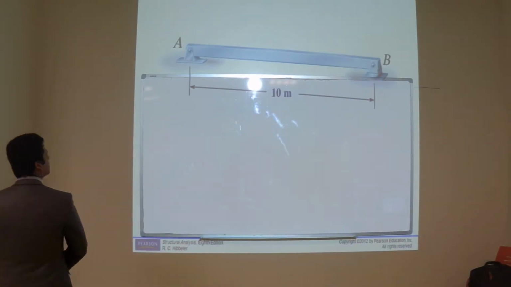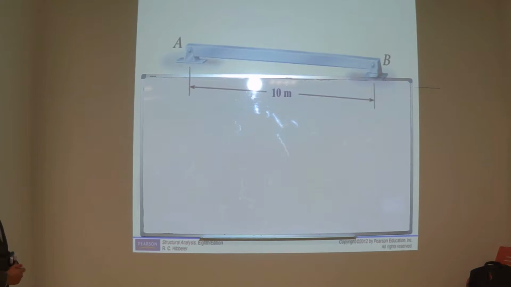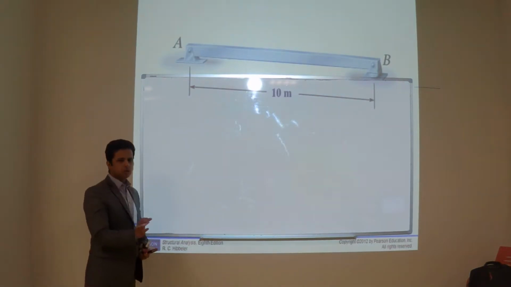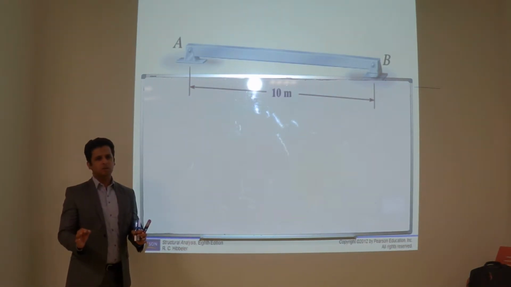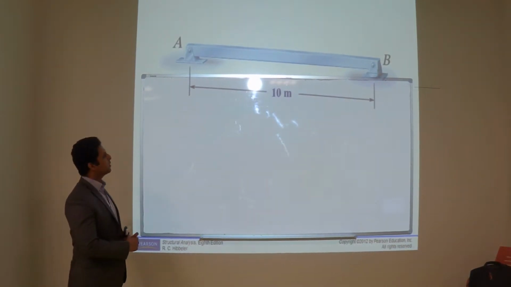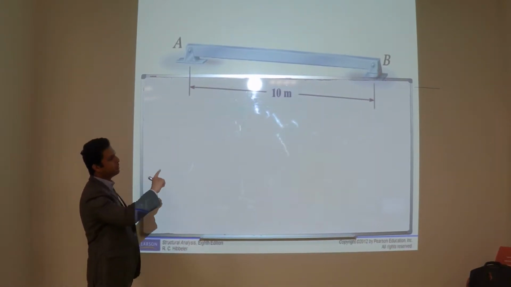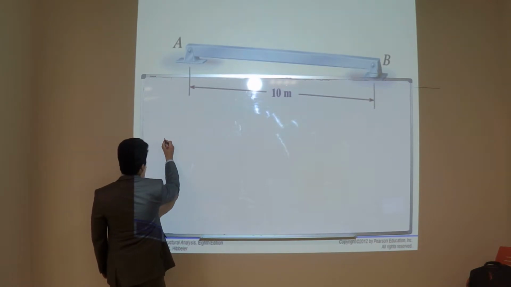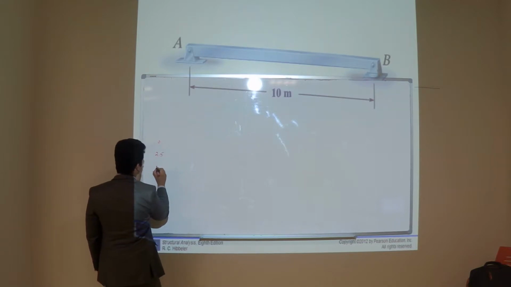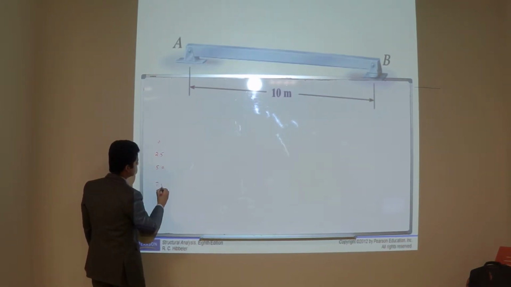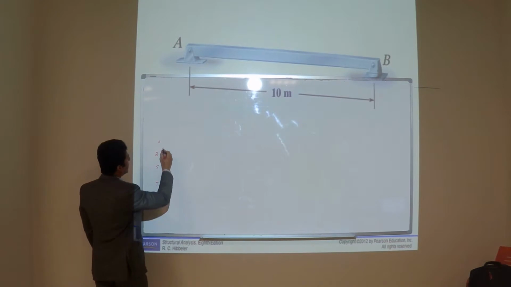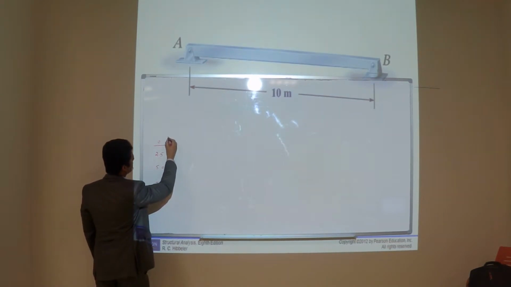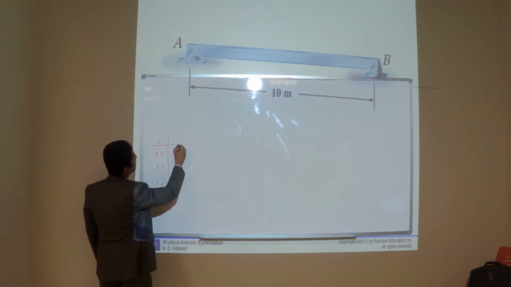Okay, so I want to draw the influence line diagram for this beam. The first step, I will divide it into a number of parts. The number of parts depends upon how much time and effort you want to spend. For example, I will divide this beam into 4 parts. So each part will be 2.5 meters: 0, 2.5, 5, 7.5, and then 10 meters.